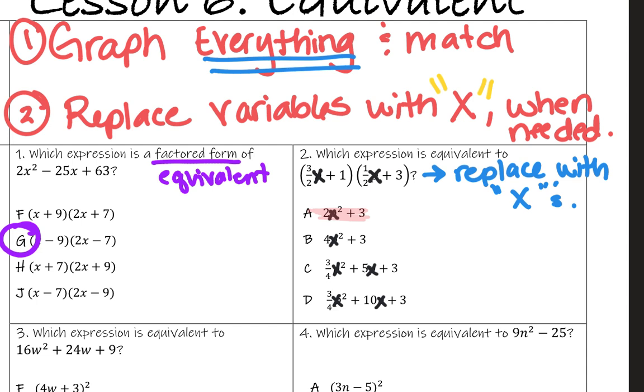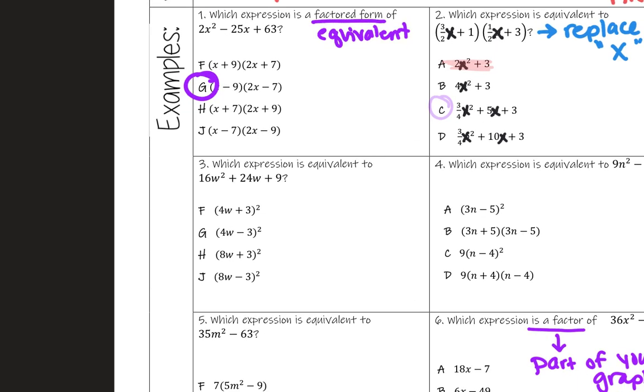So this one's a little longer. This one's going to be 3 over 4 x squared plus 5x, and then plus 3. All right, well, that one was a perfect match, right? So that one's going to be our C. All right, let's go down to the next one.